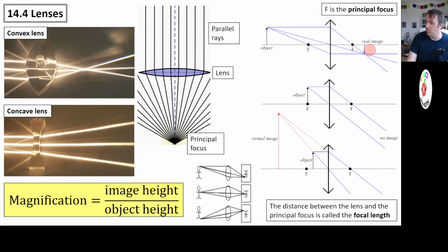Whereas this magnification is what? 0.7, maybe 0.6? I don't know. I haven't measured them. Technically, this would be negative 2.2 or 2.3 or whatever it is. This would be positive. But don't worry about the sign. You really don't need to worry about that. So that's the introduction to lenses. And you do need to learn those principal rays, because you'll have to be able to construct these diagrams.